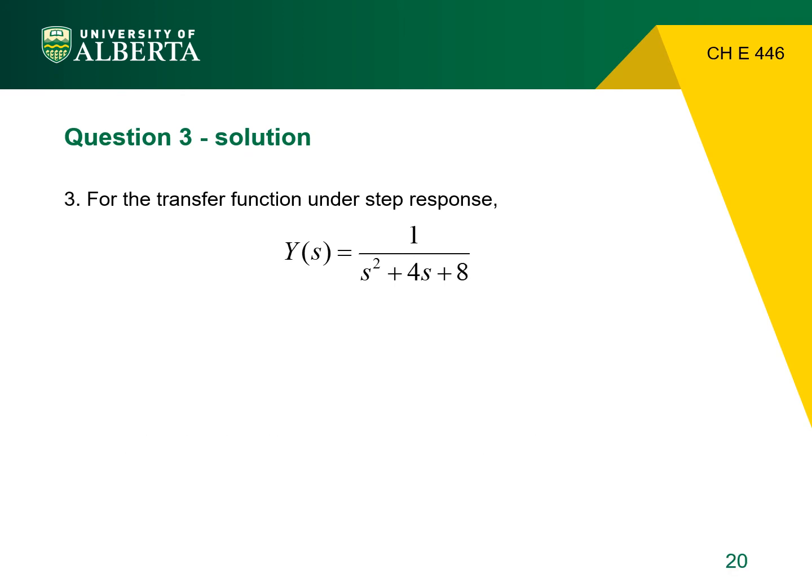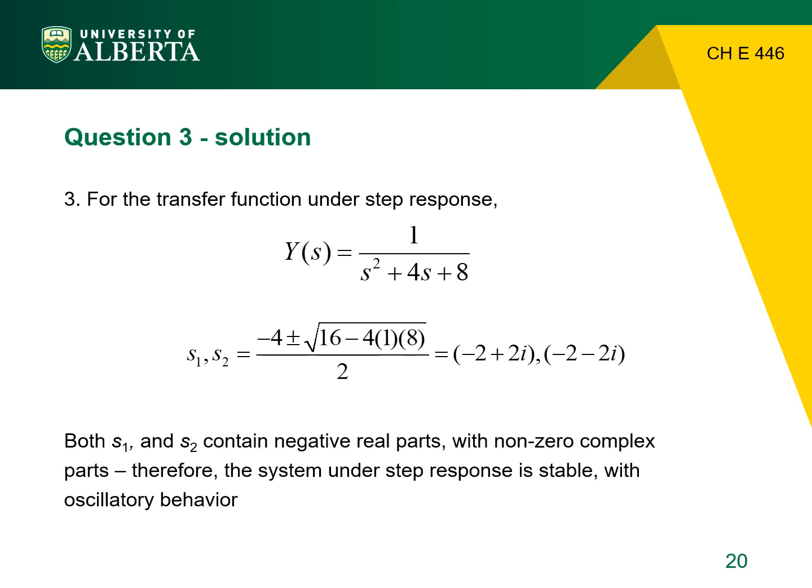The third transfer function under step response given to us is represented by Y(s) = 1 / (s² + 4s + 8). Solving for the roots of the denominator expression gives us the poles -2 + 2i and -2 - 2i. Here, both s1 and s2 contain negative real parts with non-zero complex parts. Therefore, the system under step response is stable with oscillatory behavior.